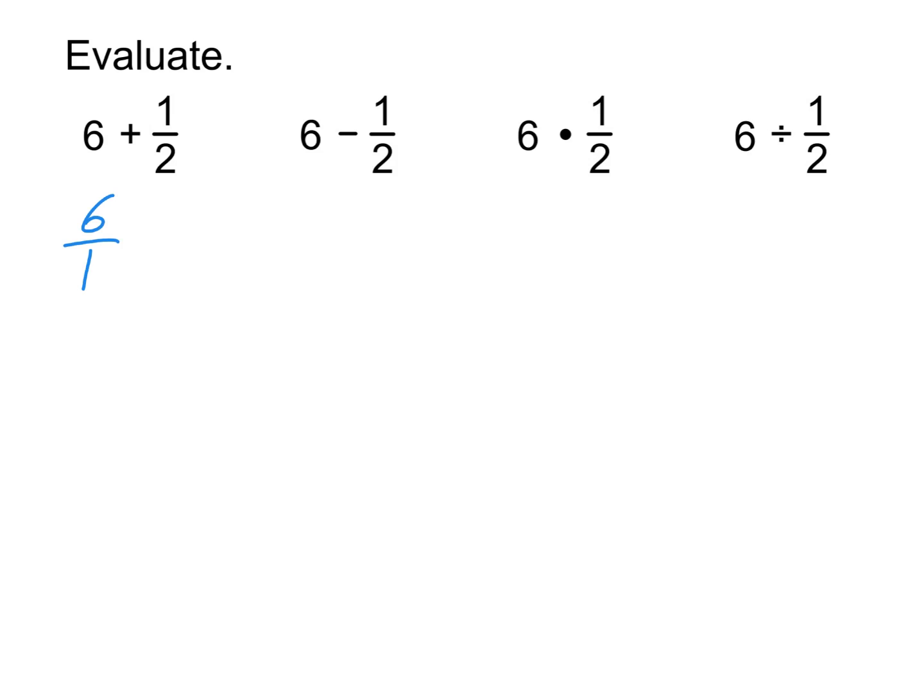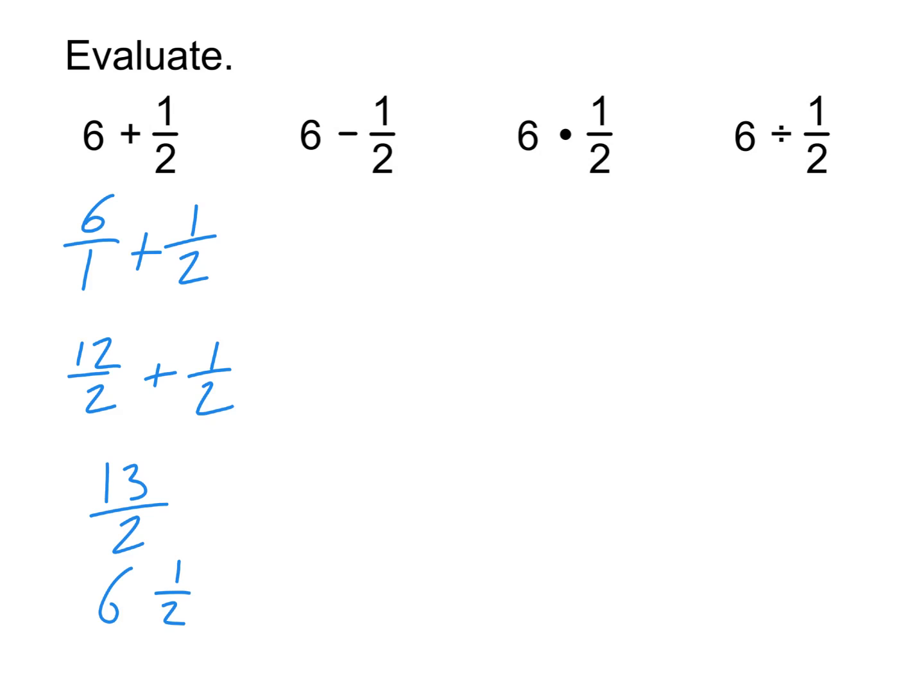So 6 as a fraction is 6/1. And then I'm going to add that to 1/2. Now I need a common denominator, so I'm going to make that a 2. So that's going to be 12 over 2 plus 1/2, which gives me 13/2. Now 13/2, that's kind of an ugly look, so I might turn that into a mixed number here at the end. How many times does 2 go into 13? It goes in 6 times. With how many left over? 1 left over. So that ends up equaling 6.5.